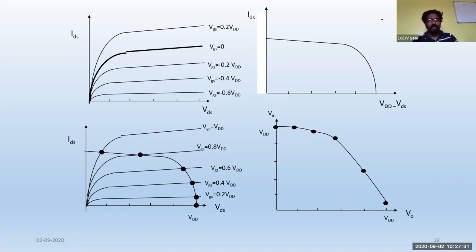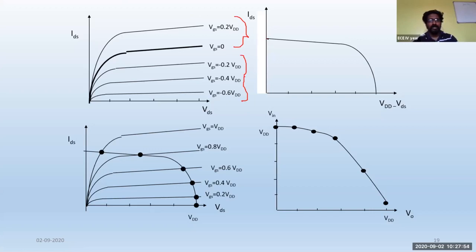Whenever you supply a lesser VGS value, like a negative value, the current will be less. If the VGS is negative, the current flowing through the device will be less. If the VGS is positive, then the current will be more. And probably this part is for the enhancement mode transistor, and this is for the depletion mode transistor.